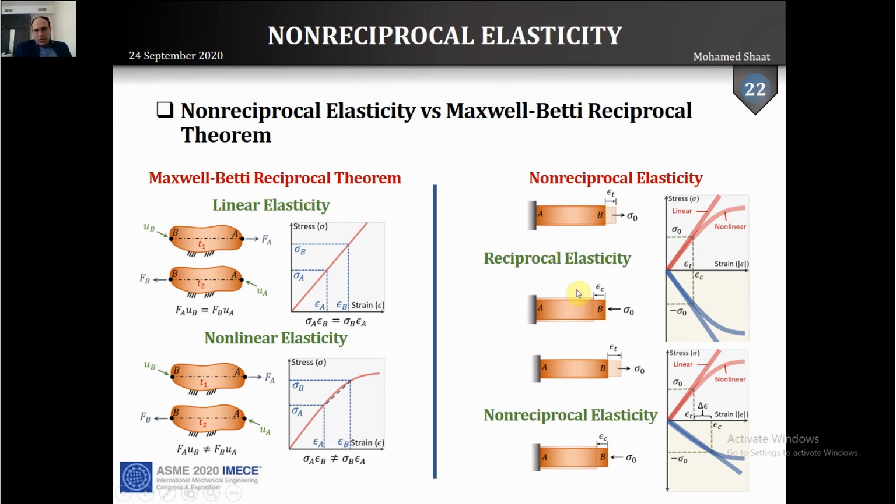As shown here in these two figures, a reciprocal elastic material has a symmetric deformation under the same stress amplitude. However, a non-reciprocal elastic material is the one that breaks this symmetry and gives two different strains, or two different deformations, when it is examined under the same stress magnitude.